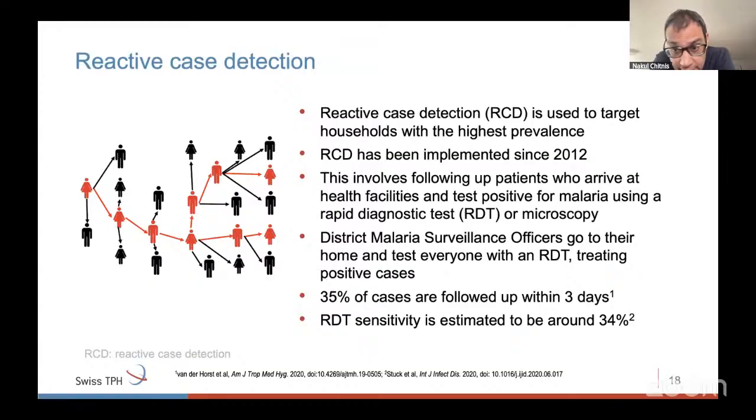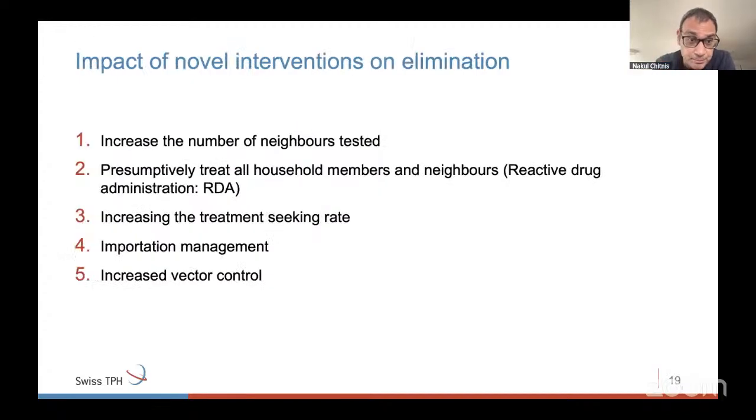And if they have malaria, they're also then treated. And this is a way of, as transmission goes down, you have more clustering of cases, and this is a way of catching these cases. So there are some novel interventions we considered.